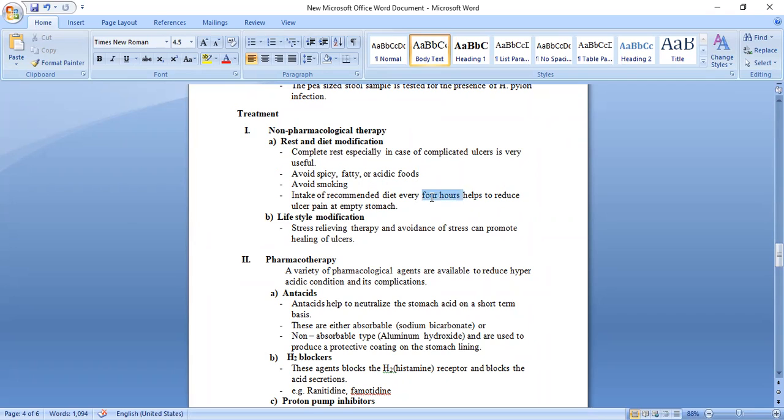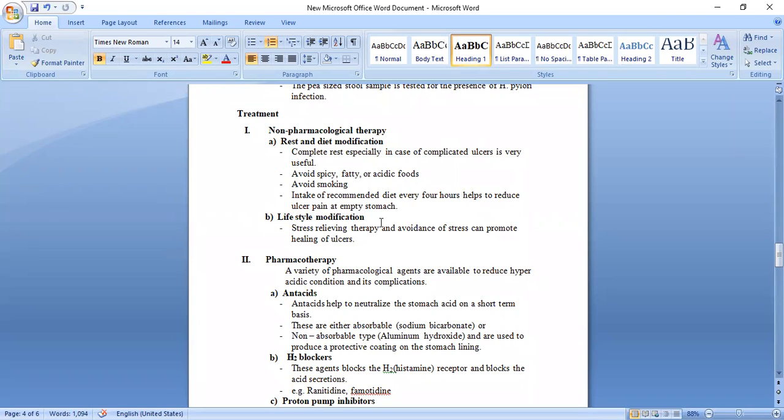Why every 4 hours? Because in the duodenal ulcer, what is there? Hunger pain is there, isn't it? So that's why in that case, you have to give the food to that patient every 4 hours. That will help to reduce the ulcer pain at the empty stomach. If the stomach is empty, then it causes the pain. And due to that, we have to recommend the diet every 4 hours.